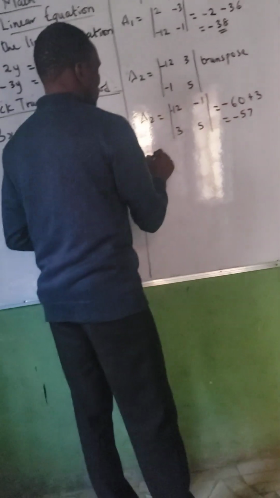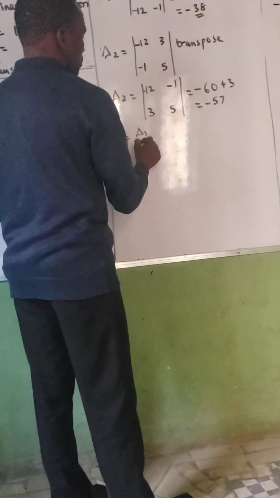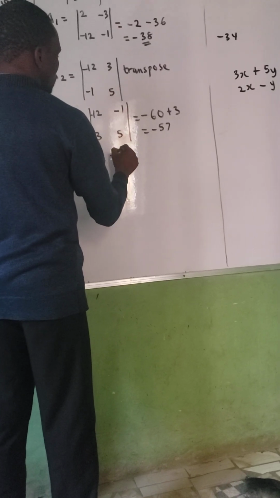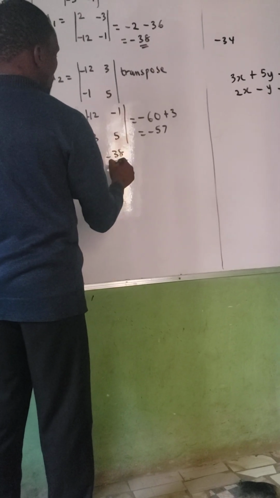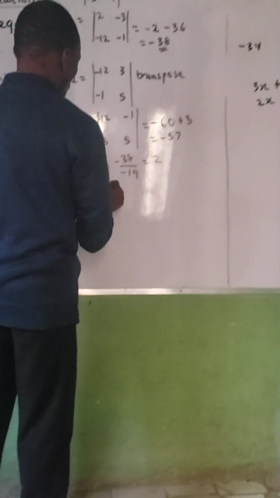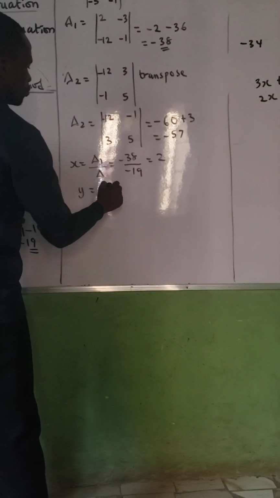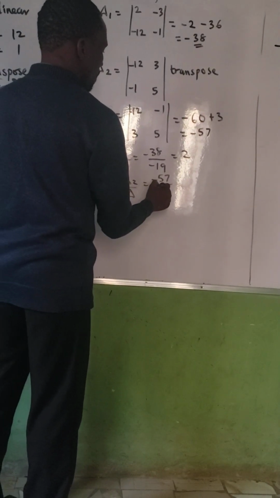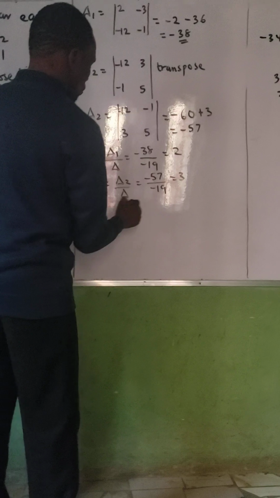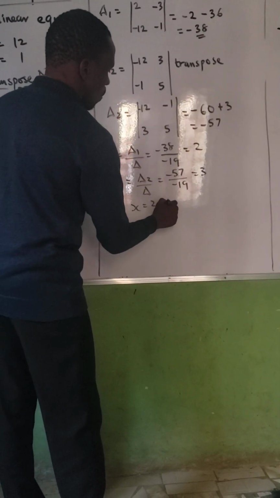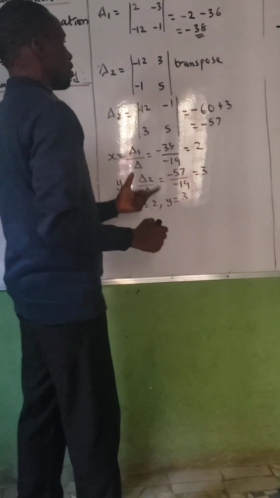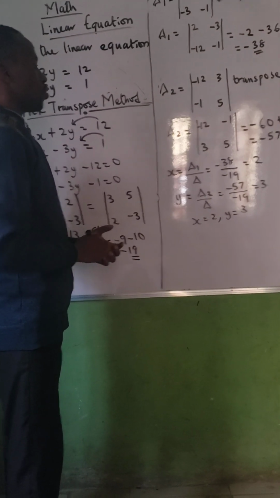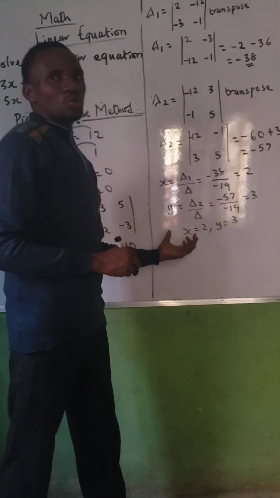Now, our x is what? Delta 1 over delta. And that gives us minus 38 over minus 19, which is 2. Our y is what? Delta 2 over delta. That gives us what? Minus 57 over minus 19, which is 3. So x equals 2 and y equals 3. So this is how to solve a system of two equations, two unknowns, using what? The transpose method.